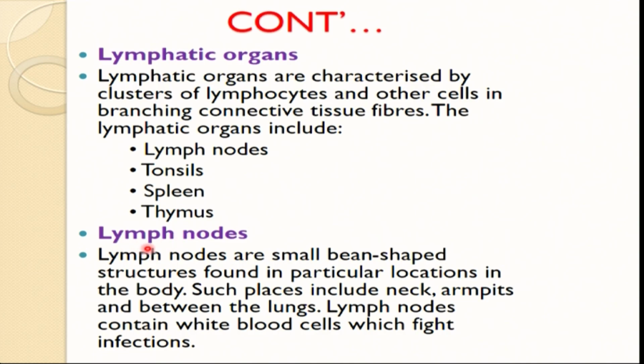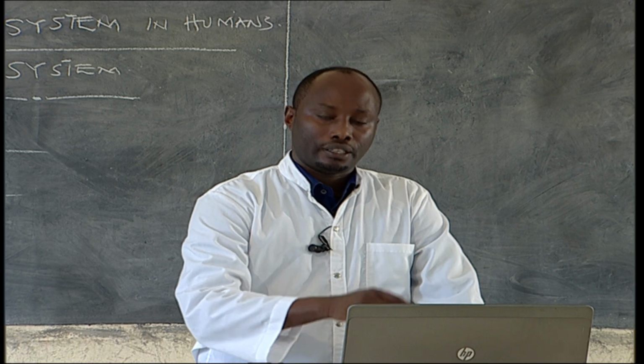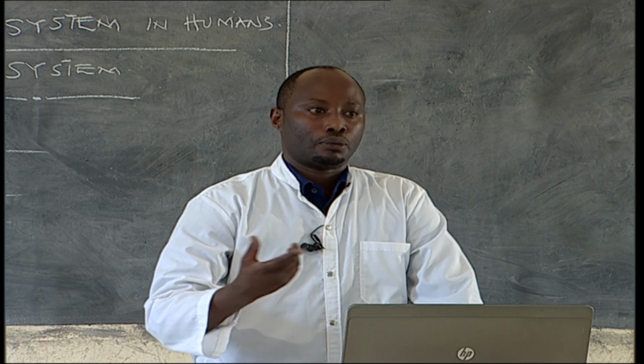So, lymph nodes are small bean-shaped structures found in particular locations in the body, including the neck, the armpits, and even between the lungs. Lymph nodes contain white blood cells which fight infections. As I mentioned earlier, they are responsible for fighting infections in our body. They act as the body's soldiers.